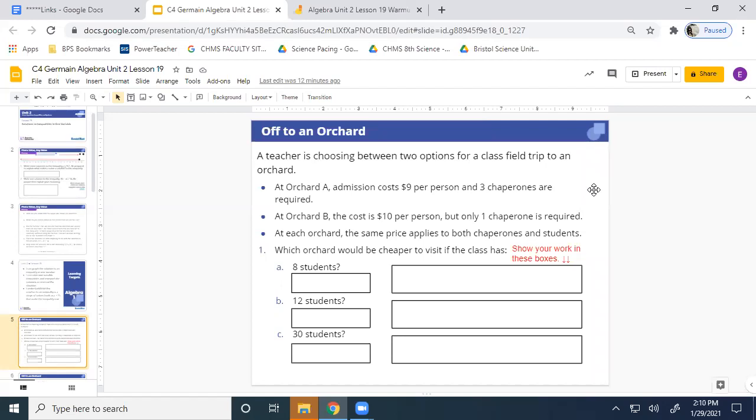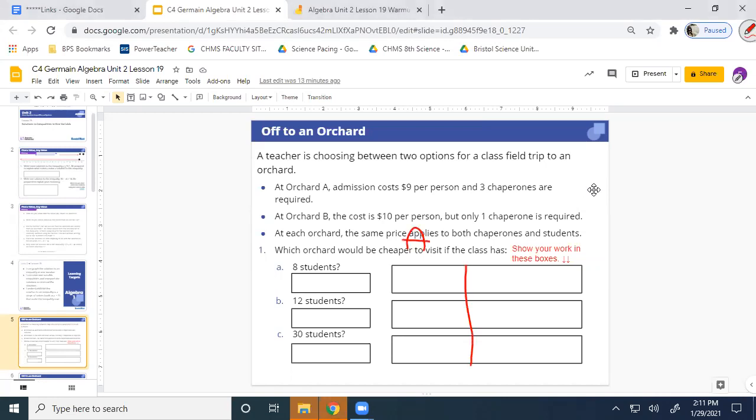Orchard A. It costs $9 per person, and 3 chaperones must attend. So the number of students plus the 3 chaperones, and it costs $9 to get in. Okay? Next piece is Orchard B. It costs $10 per person, but there's only 1 chaperone that must go. So what I need you to do with both of these orchards is determine which one is going to be cheaper for you to attend, given different numbers of students.